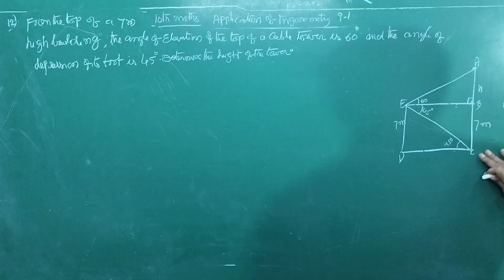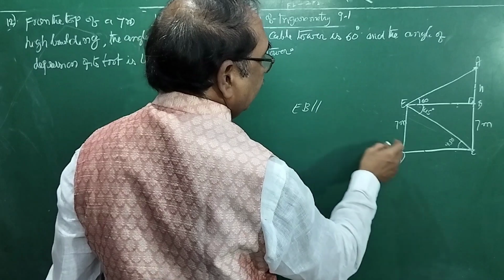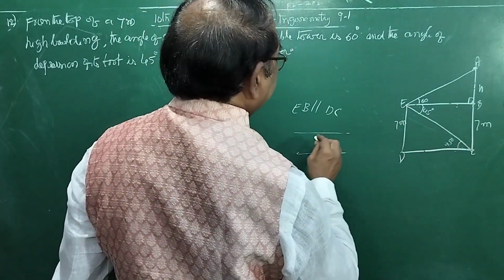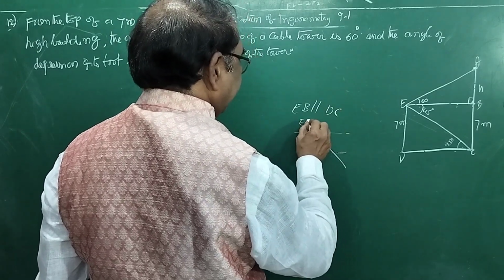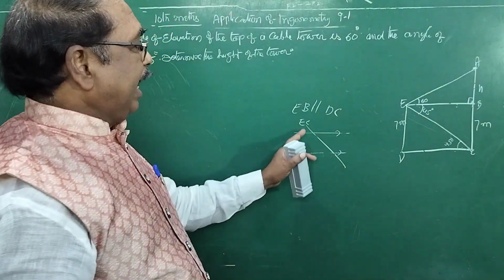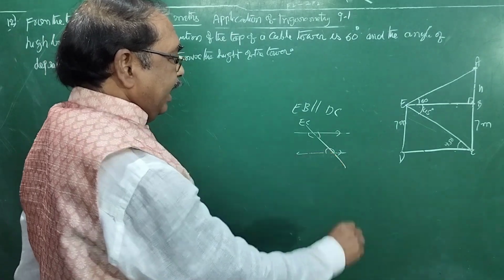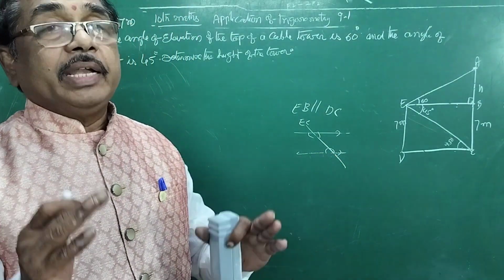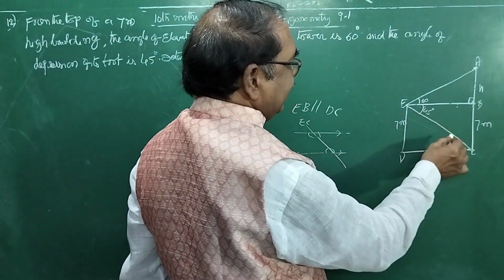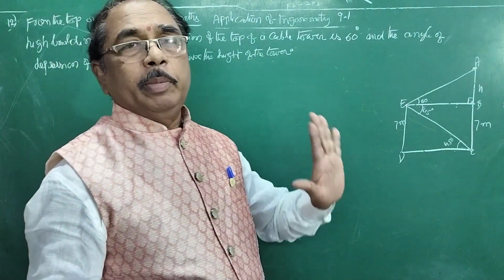EB is parallel to DC. EC is the transversal. When these two are parallel lines and there is a transversal, this angle and this angle are alternate angles. Alternate angles are equal. If this is 45 degrees, it is also 45 degrees. Alright. We came to the conclusion and drew the figure perfectly.